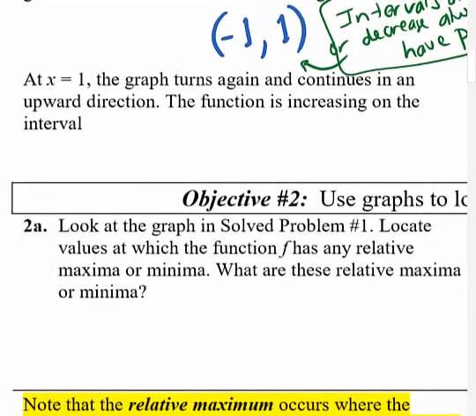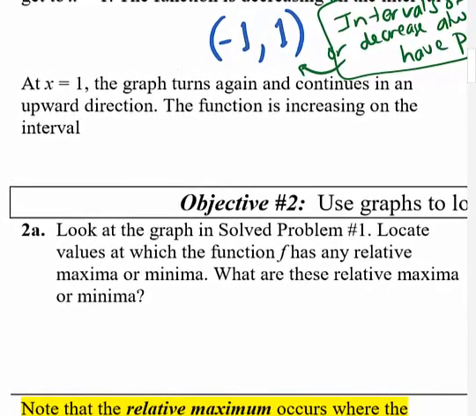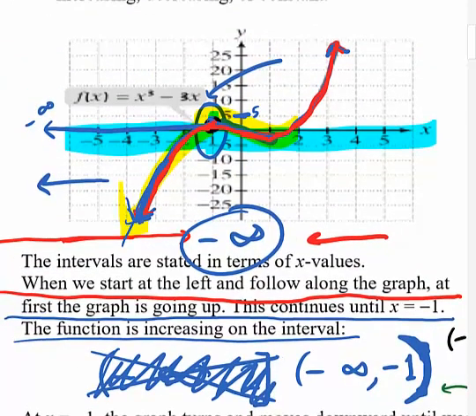Okay, and then it says, at x equals 1, the graph turns again and continues in an upward direction. So it goes from 1 to infinity, and that's an interval of increase again. So that was this last part. It's like from here up.